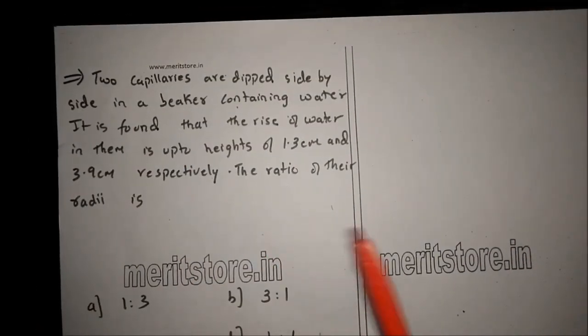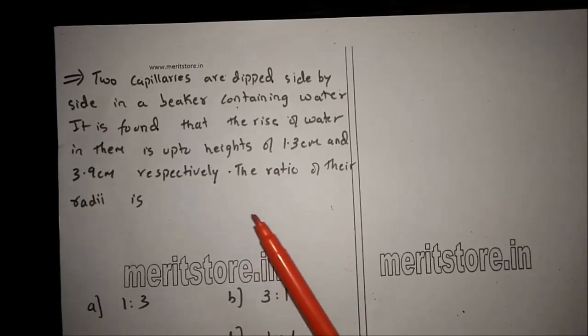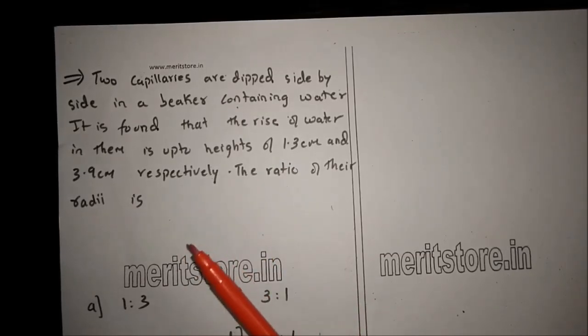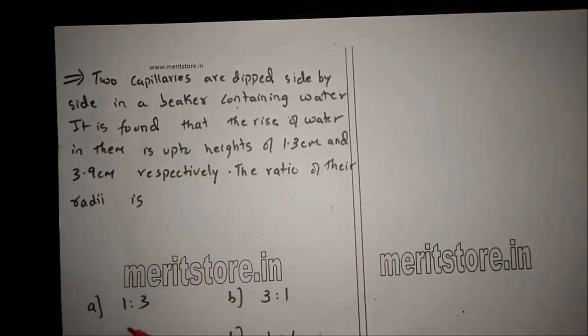Two capillaries are dipped side by side in a beaker containing water. It is found that the rise of water in them is up to heights of 1.3 cm and 3.9 cm respectively. The ratio of the radii is 1 is to 3, 3 is to 1, 1 is to 4, or 4 is to 1?